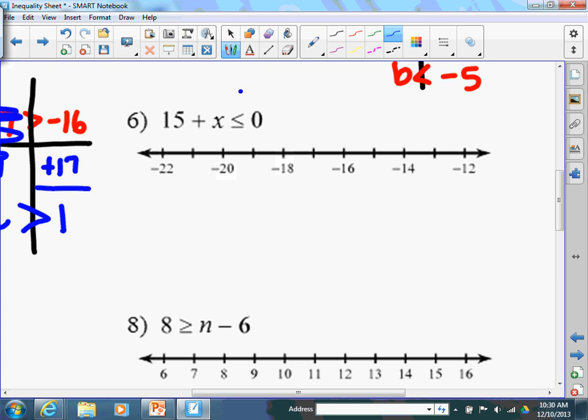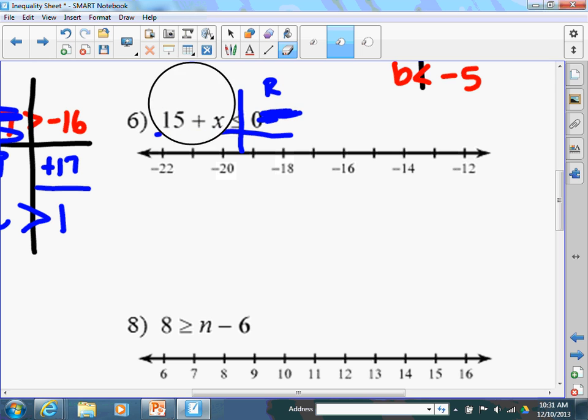Check number 1. Is my variable on the left-hand side? Yes, it's over here on the left-hand side, so we're good. It doesn't have to be the first part. It doesn't have to come first, just as long as it's over here on the left. It can't be over here on the right. As long as it's over here somewhere, we're good. Does that make sense? Okay.